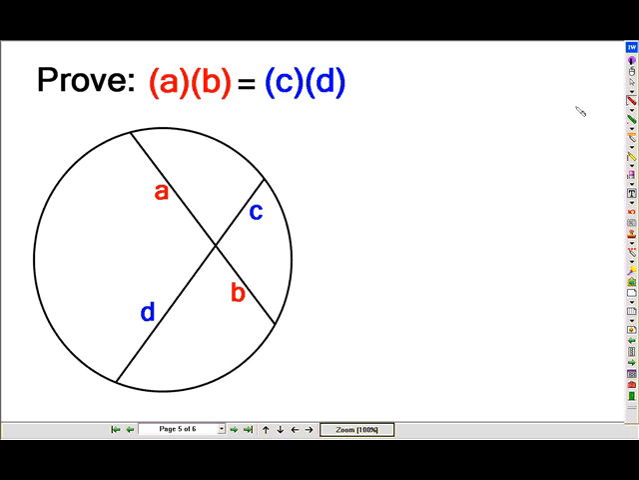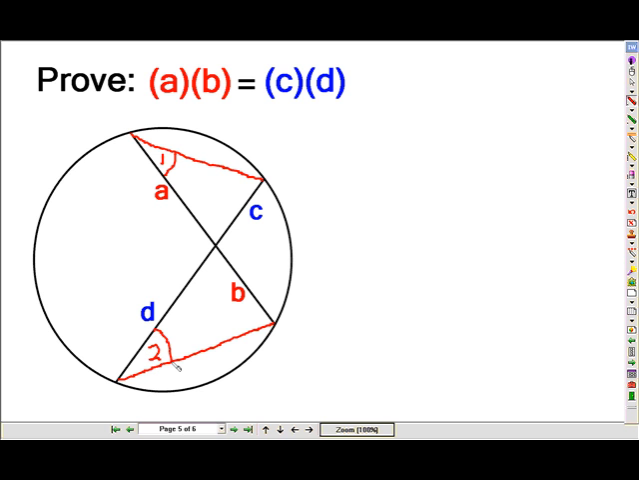To prove A times B is equal to C times D, we're going to do the following. We're going to first create some triangles, a very typical idea, and we're going to draw another one over here this way. And here's what's unique. I've drawn a chord when I create that triangle, creating an angle over here. I'll call it angle 1. I've also drawn this chord, creating an angle down here. I'll call it angle 2.